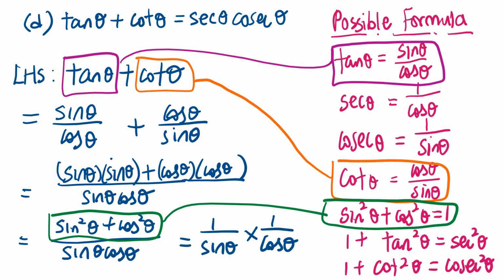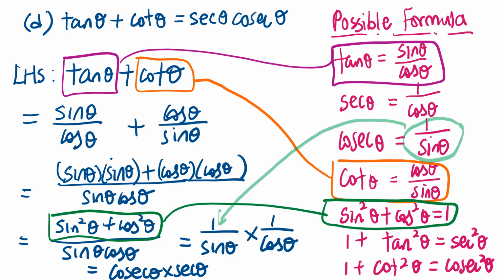Okay, so we have 1 over sine theta times cos theta. We can break it up into 1 over sine theta times 1 over cos theta. And then what is 1 over sine theta? 1 over sine theta is this guy here, which is your cosecant theta. And 1 over cos theta is this guy here, which is your secant theta.